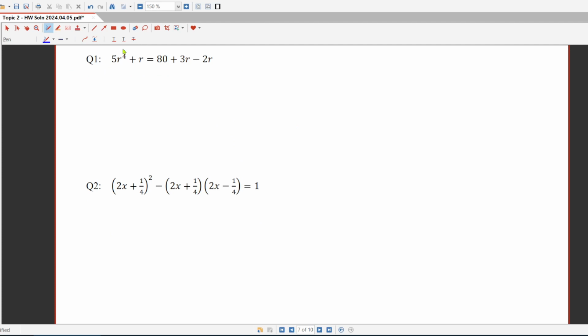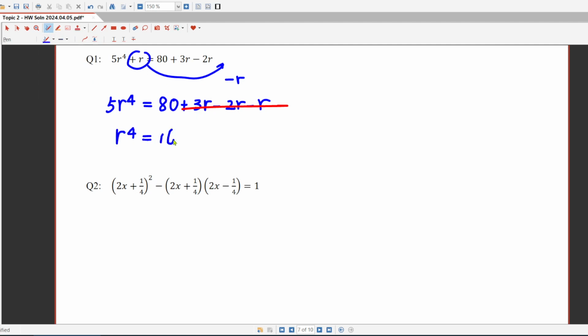Okay, question number 1. 5r to the power 4 plus r equals 80 plus 3r minus 2r. Remember, always try to simplify the equation as much as possible, right? So we can move the plus r to the other side. Once you move it to the other side, positive r becomes negative r, right? So that means the original equation is equivalent to 5r to the power 4 equals 80 plus 3r, so minus 2r minus another r, right? Therefore, we can cancel 3r minus 2r minus another r, which means r to the power 4 equals 16, right?